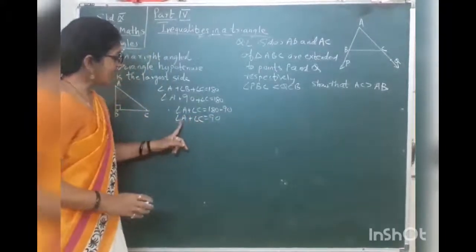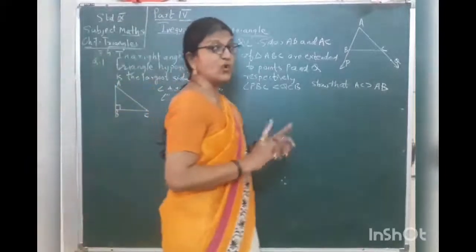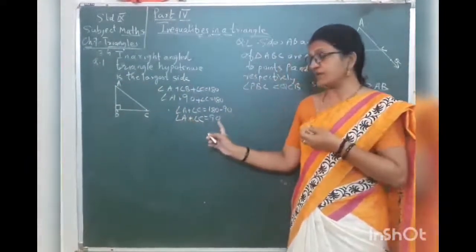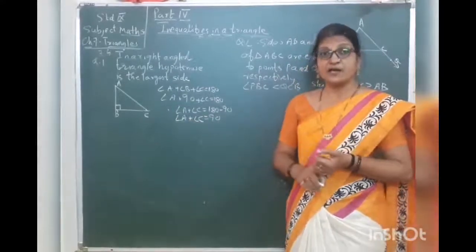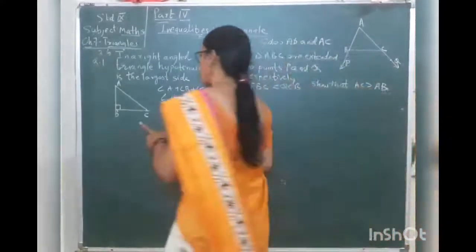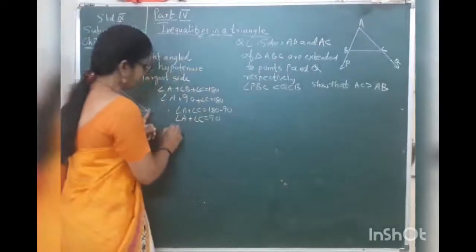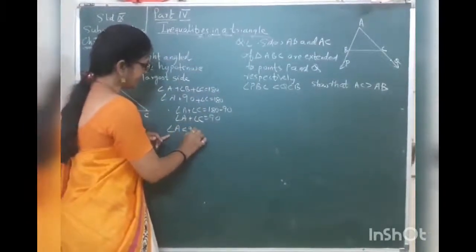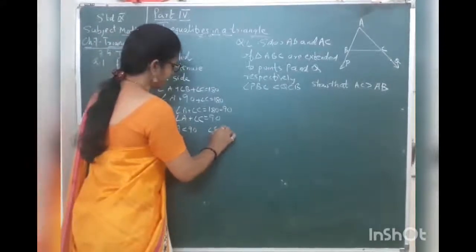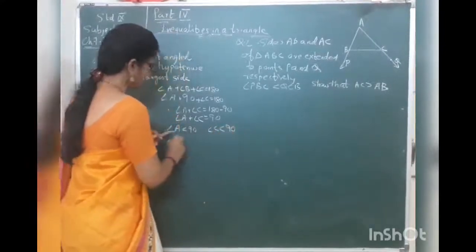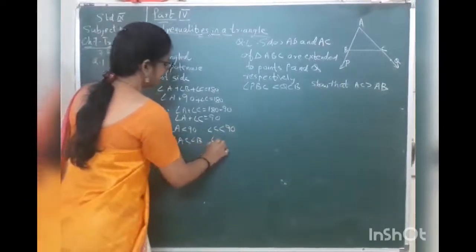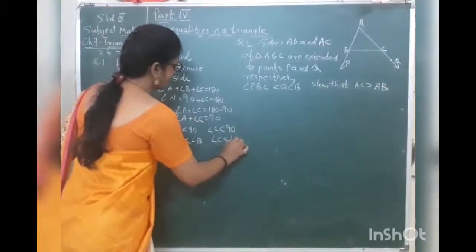This means that angle A as well as angle C are both acute angles, as the sum of the measures of these two angles is 90. They are complementary and they are acute angles. This shows that measure of angle A is less than 90 as well as measure of angle C is less than 90. 90 means it is angle B. Angle C is less than angle B.